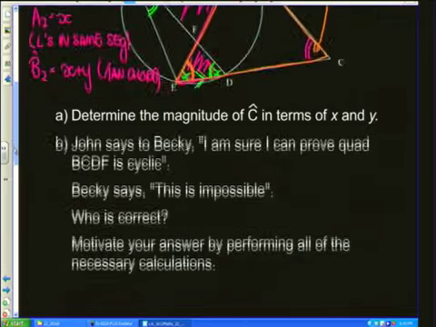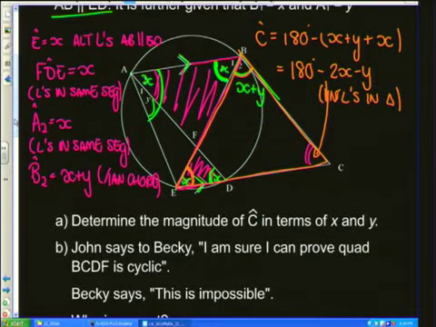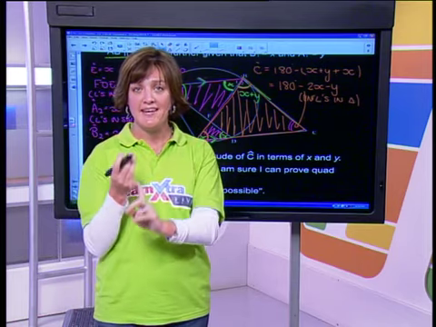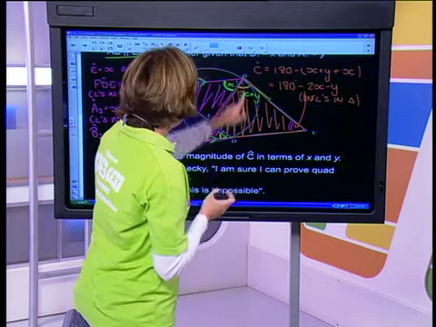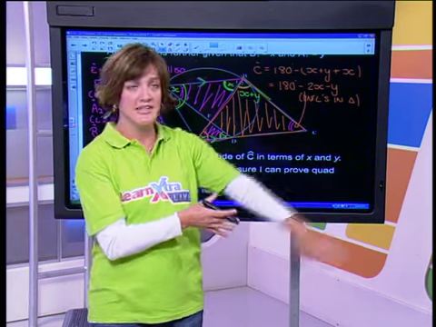BCDF, okay. That's this one here, BCDF. So we're looking at this quadrilateral. John says it can be a cyclic quad, and Becky says it can't be a cyclic quad. Who do we agree with? Okay. Well, again, what are the three ways of proving cyclic quad? Opposite angles supplementary, exterior angle equals opposite interior angle, or angles in the same segment. Because we don't have any diagonals here, we can toss angles in the same segment away. We're not going to use that.